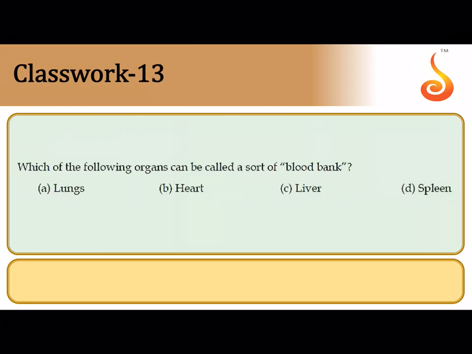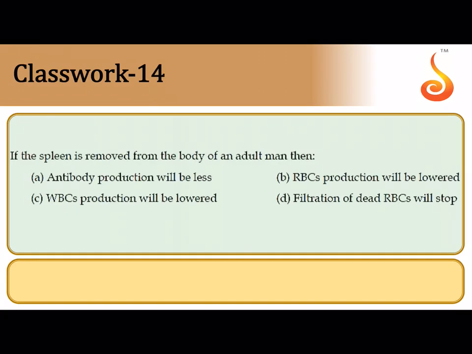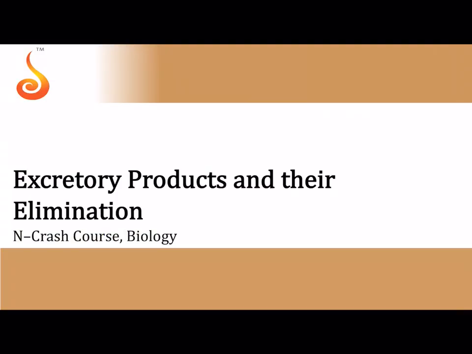Which of the following organs can be called a sort of blood bank? The spleen, because the spleen is rich in blood. It filters your blood, it purifies your blood, it also destroys the worn out RBCs. If the spleen is removed from the body of an adult man, then filtration of dead RBCs will stop, because the spleen is called the graveyard of the RBCs.